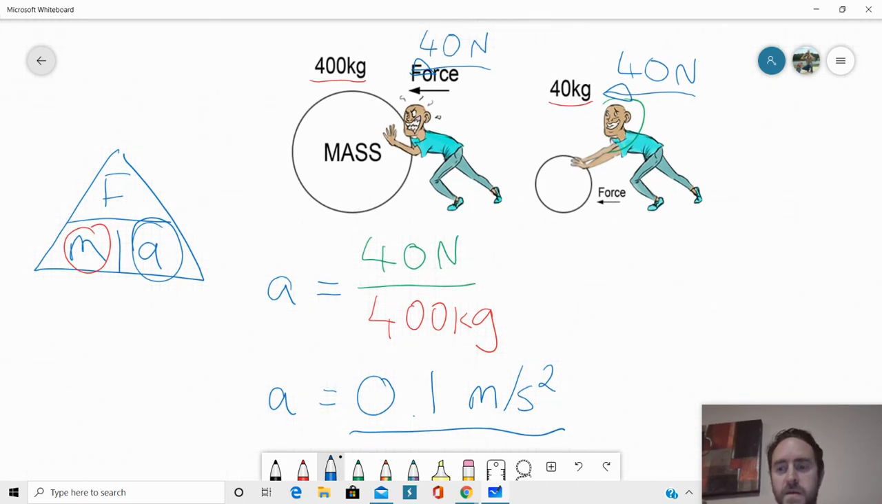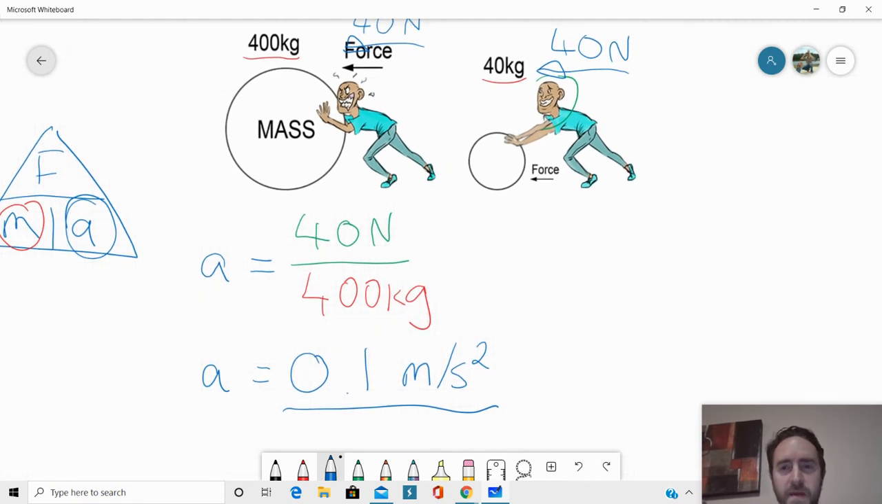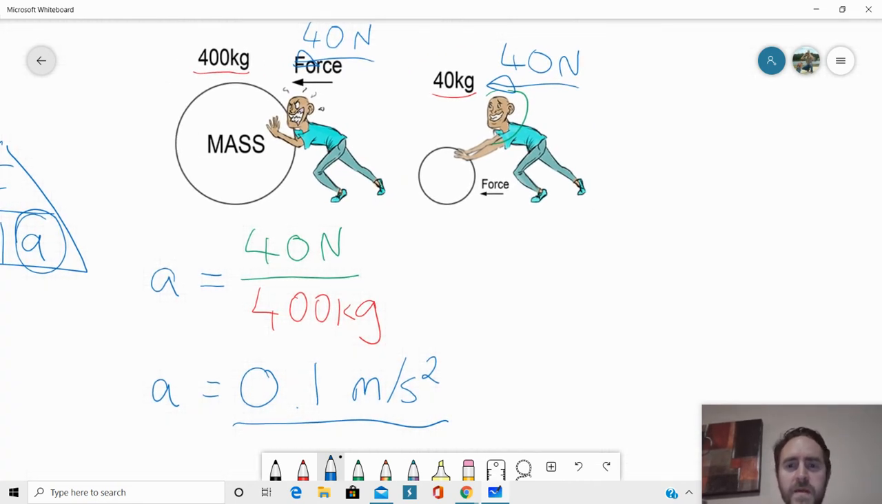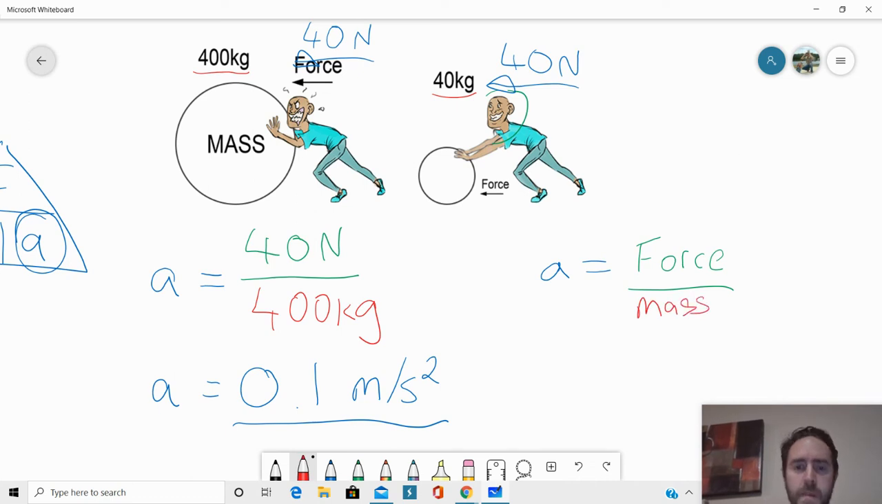And that's why he looks like he's pretty upset there. He's pushing hard and not much is happening. Let's take a look at this side and see, why does he look so much happier? Well, the force on this side is the same, 40 newtons. And actually, let me do this just so we can see. Acceleration equals force divided by mass. Just because we can't see our equation from the other side now.